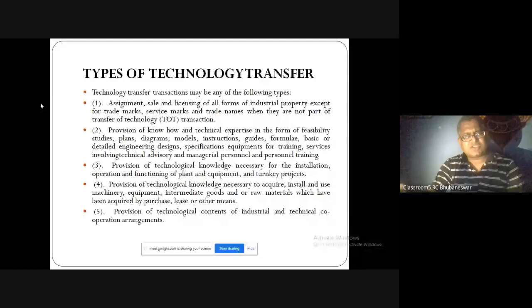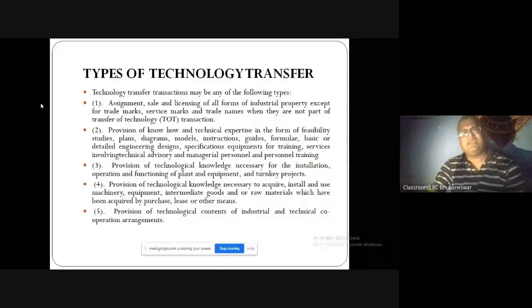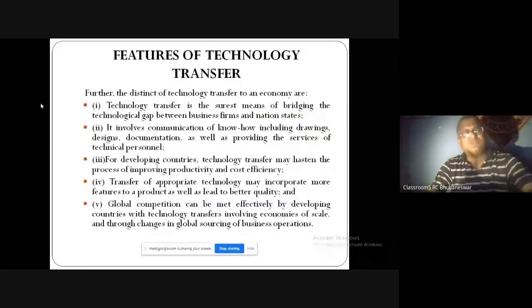Or you may call it the necessity of installation and operation of a plant and machinery, or turnkey projects, or necessary knowledge of installation, through which the particular technology transfer is successful. And even with provision of technology content and industrial and technical operation arrangements, technology transfer is successful. But some features are there.